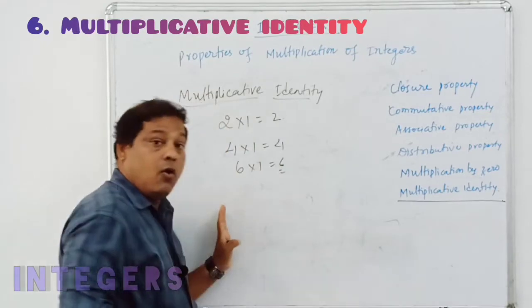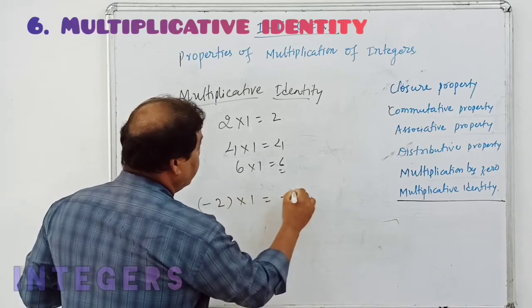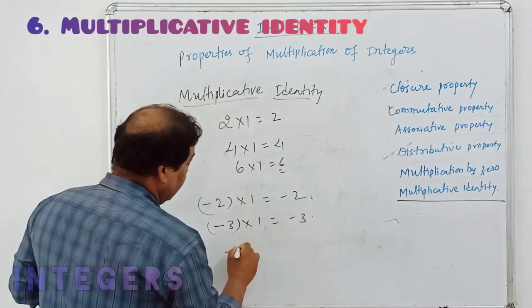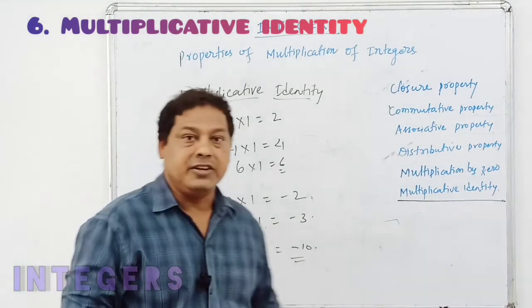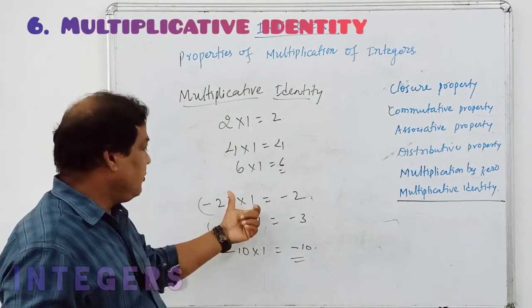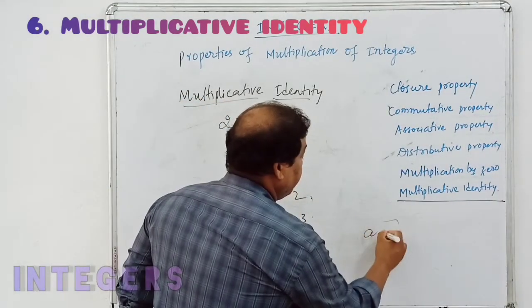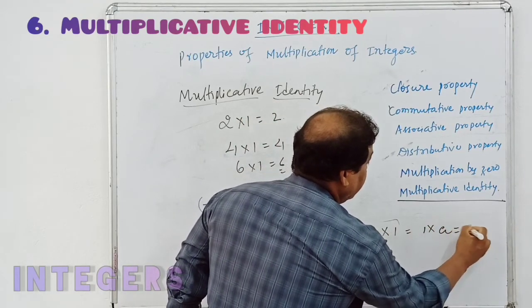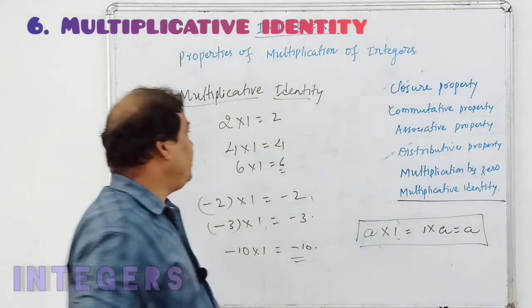Now we can observe the following integers here. Minus 2 with 1, that is minus 2. Minus 3 with 1, that is minus 3. Minus 10 with 1, that is minus 10. Hence in general, we can say that any number you multiply with 1, the result will be the same. That means a multiplied with 1, or 1 into a, will be a. So this property is known as multiplicative identity.